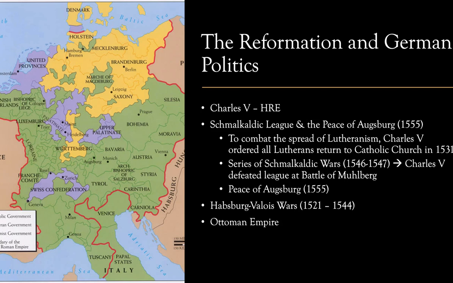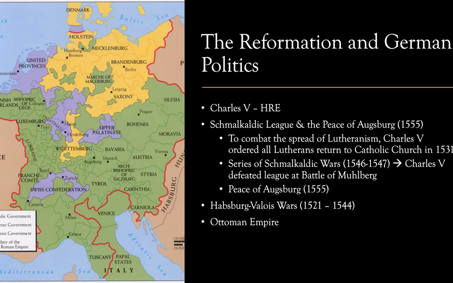Now, as much as Charles V really wanted to stop the spread of Lutheranism and other forms of Protestantism, the other conflicts here, such as the Habsburg-Valois Wars and the threat of the Ottoman Empire, kept him distracted and kept him out of the Holy Roman Empire. So that's, again, another reason why the Protestant Reformation did end up being so successful.